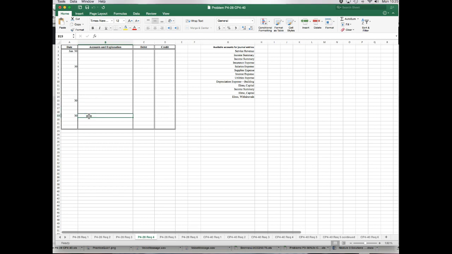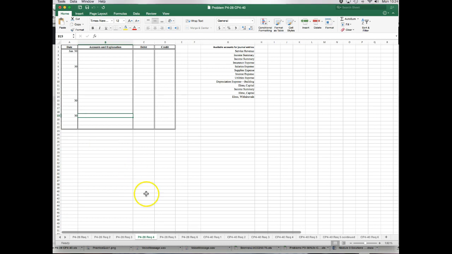And then the final closing entry is to close out the withdrawal account. So again, you want to do the opposite. If it's a credit balance, you're going to be debiting the owner's withdrawals. If it's a debit balance, you would credit it. And then you move it into, again, equity, because equity is going to be reduced by the withdrawals.